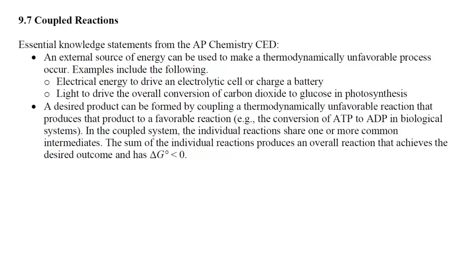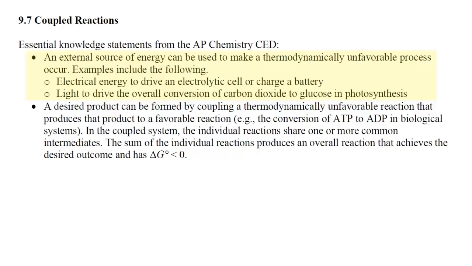Now, these 2 essential knowledge statements for topic 9.7 are taking 2 different approaches to solving a particular type of problem. And that problem is, what do you do if there is a thermodynamically unfavorable process? How can we get that process to occur? The first essential knowledge statement implies that we're going to add an external source of energy. It says, an external source of energy can be used to make a thermodynamically unfavorable process occur.